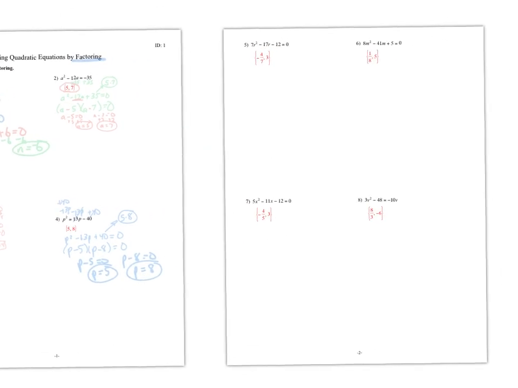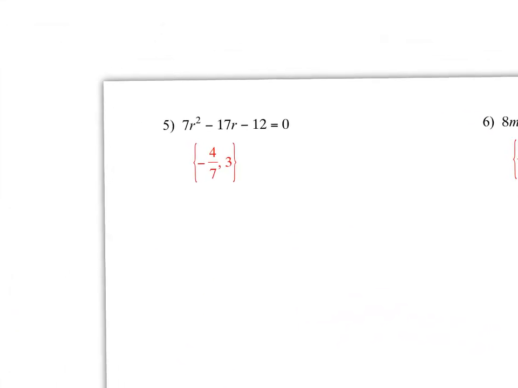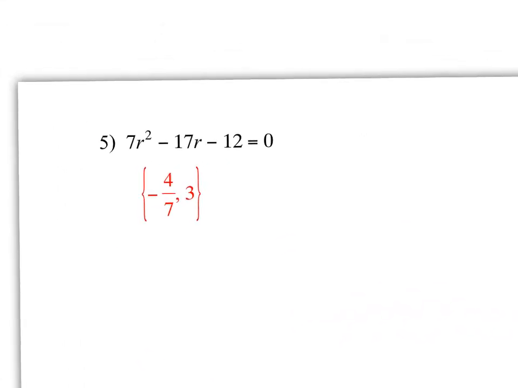Alright, so we have 4 problems left here for our notes. As you can see, now I've added a number in front. If you remember correctly from earlier in the year, we call this the AC method. Now, you notice I didn't move anything because it was already equal to 0, so that's a plus. But I do have to multiply the 7 times the negative 12. So 7 times negative 12 is going to be negative 84.